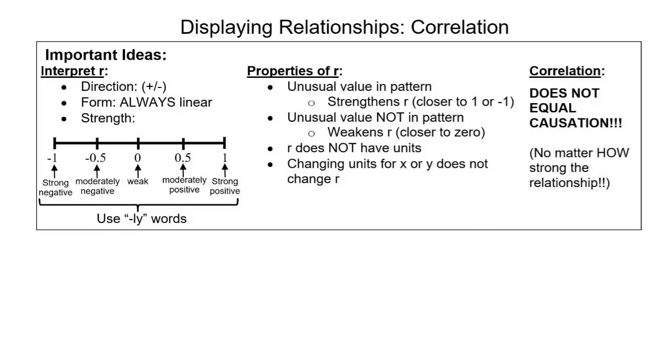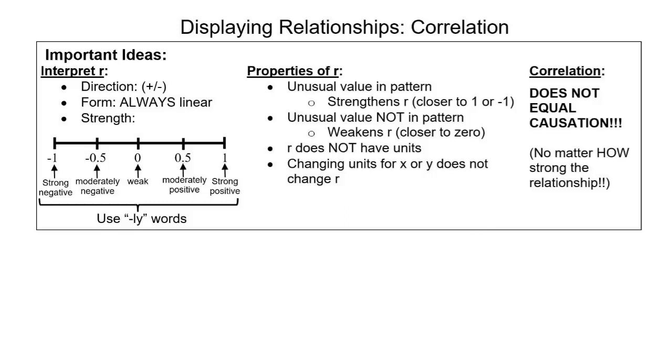Strength. -1, that's a very strong negative. That is a perfect negative correlation. Near -0.5, I would say that that's moderately negative. 0 would be very weak. Moderately positive, 0.5, strong. A perfect positive correlation would be an R value of 1. So if I have something in between 0.5 and 1, if it's closer to 1, I'm going to call it approximately strong, or a strong relationship.